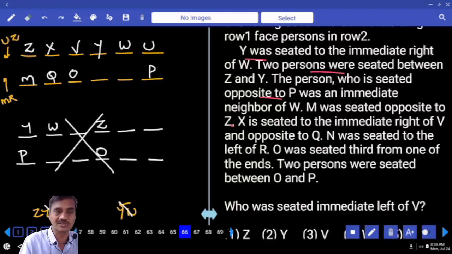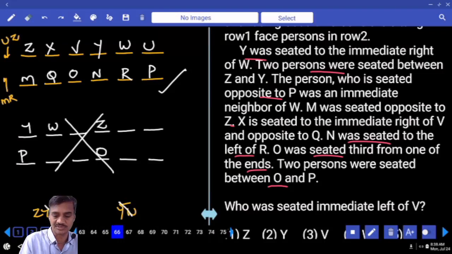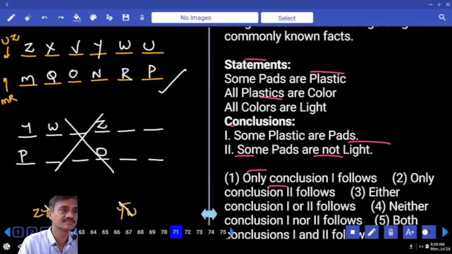N was seated second to the left of R. Where is this N? N is seated to the left of R, so N and R must be in these two places. Are you getting this? N is to the left of R. O was third from one of the extremes. Now this is the final arrangement we have, for question numbers 66 to 70.